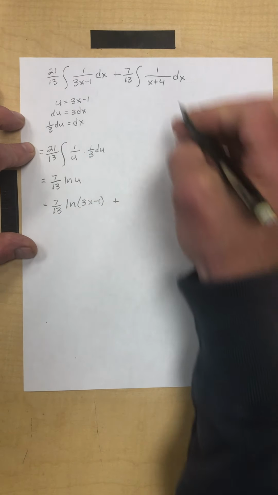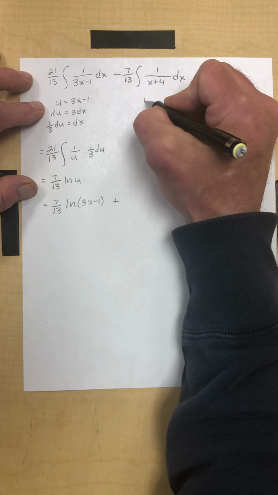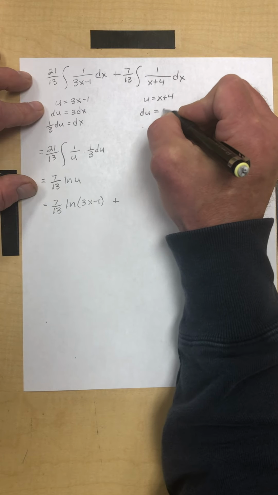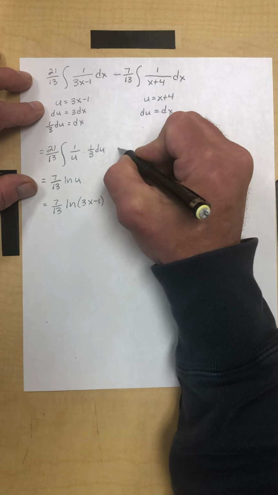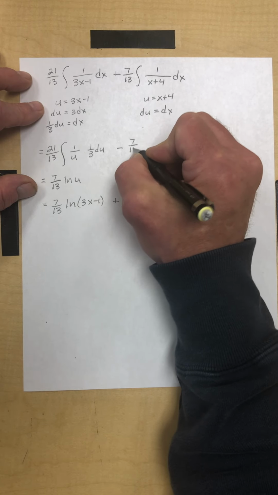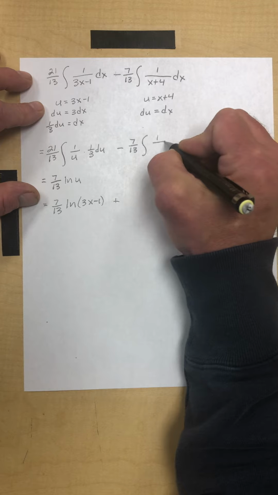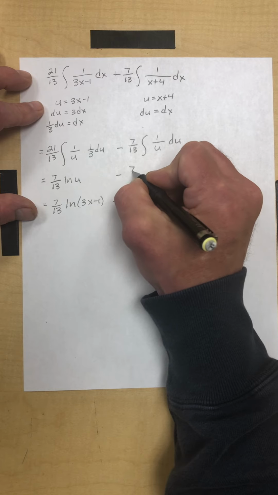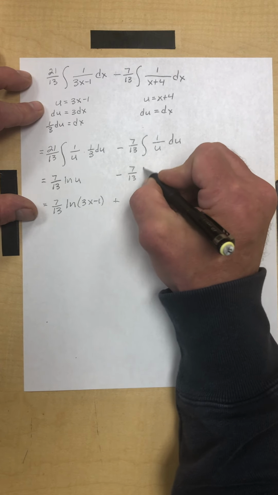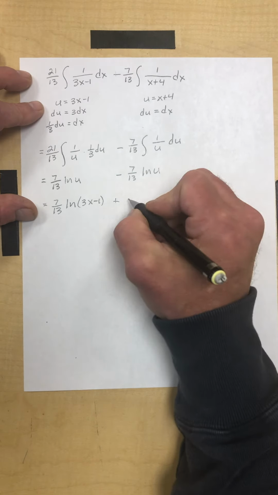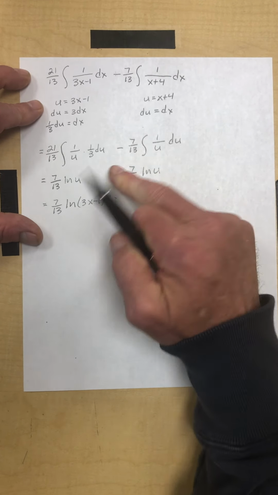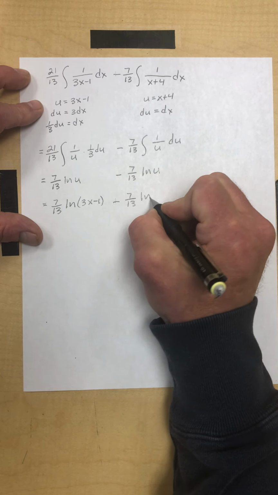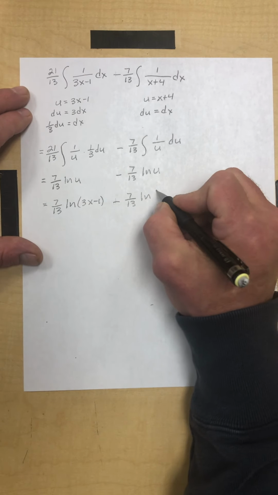If I do the same thing here, I'm going to let u equal x plus 4, so my du is dx. We've got this minus 7/13 times the integral of 1 over u du. When I integrate 1 over u, I get the natural log of u. Oh, this is going to be a minus sign here. I don't know why I have a plus there. So minus 7/13 times the natural log of my u, which is x plus 4.